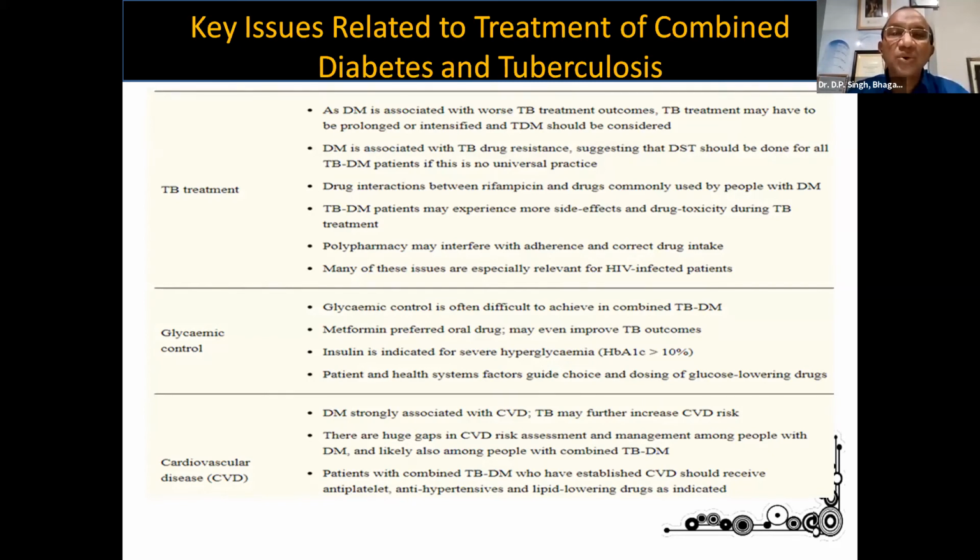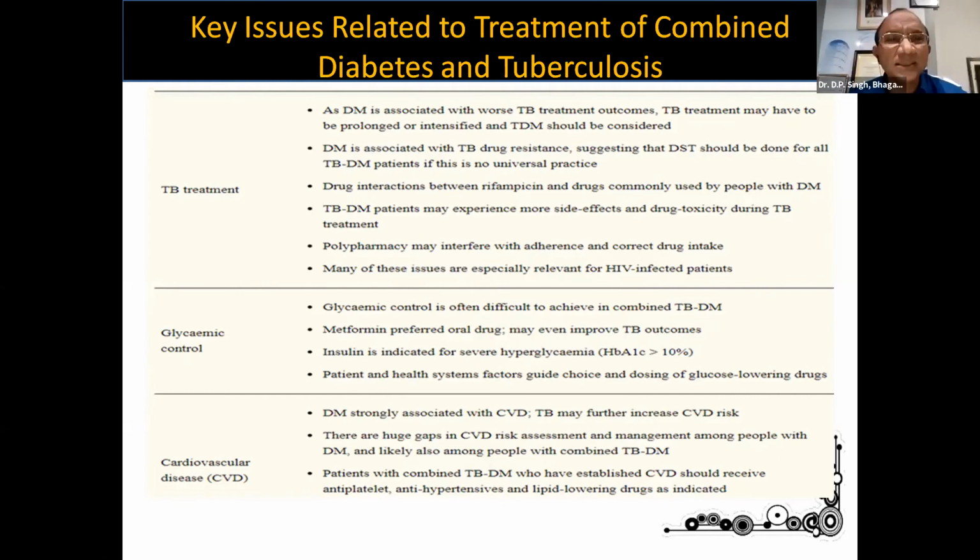Among the glycemic control, it is difficult to achieve in TB-DM, but metformin is the preferred oral drug, may improve TB outcome, and insulin is indicated for severe hyperglycemia. The DM is strongly associated with CVD. TB may further increase CVD. There are huge gaps in CVD management among people with DM and likely among people with TB-DM. Patients with combined TB-DM who have established CVD should receive antiplatelets, antihypertensives, lipid-lowering agents. Okay, sir.